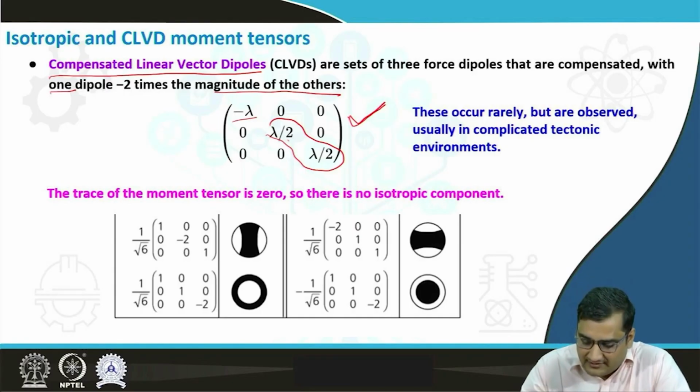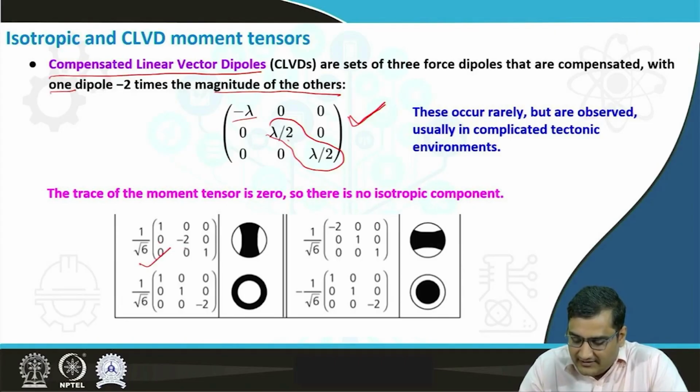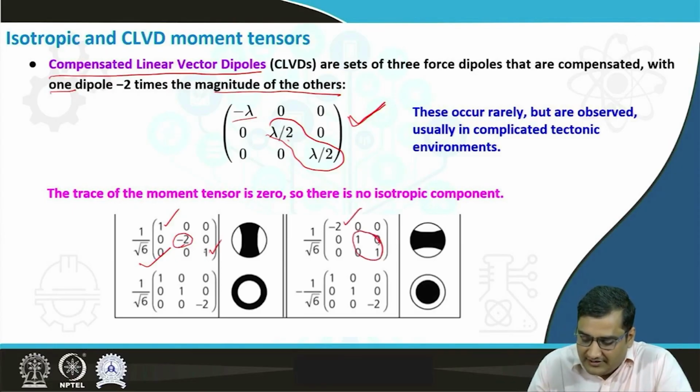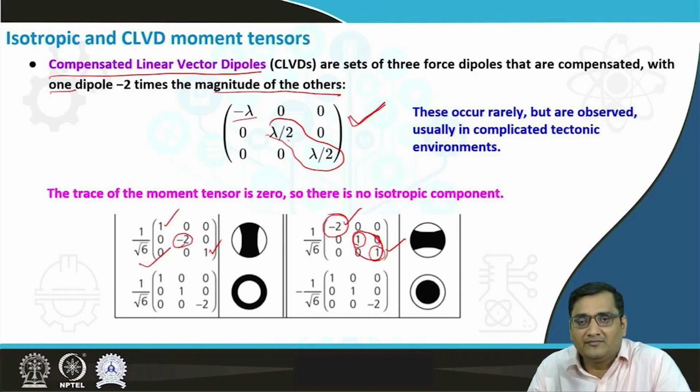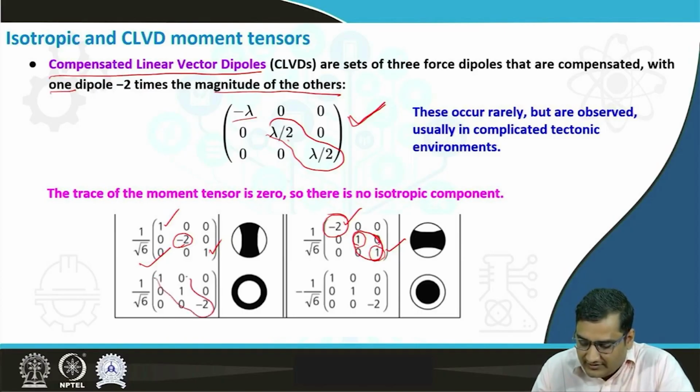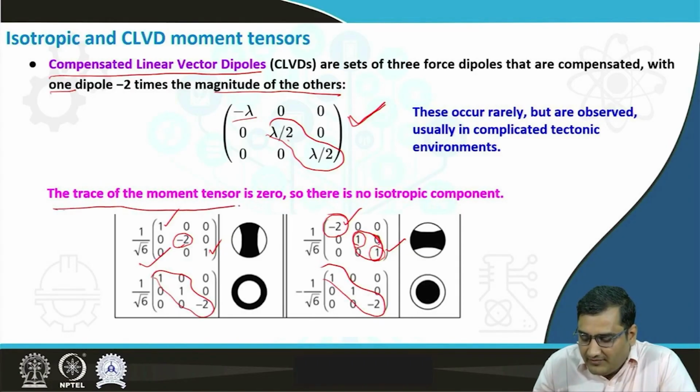These are the examples. You can see that there is this one which has negative 2 times the other two, and here also this is negative 2 times the other two. In this case also, this is the force in the x3 direction, this is in the x2 direction, but in the x1 direction the force is double, negative, and acting in the opposite direction of the other two forces in the x2 and x3 directions. Similarly, for this case also you can see the same thing, and this is also here. So the trace of the moment tensor is 0, so there is no isotropic component.